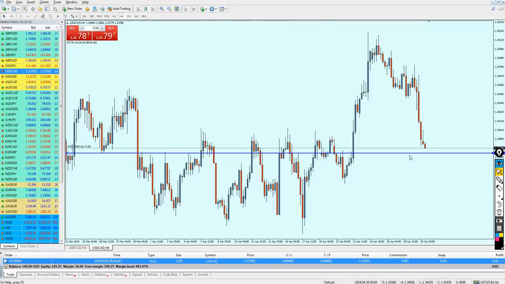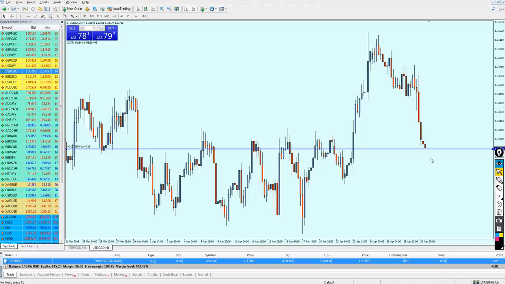Now let me tell you something about the exit point. Since I have entered here, where should I exit my trade? Of course I need to exit my trade at the next nearest support or resistance. I think everybody knows that by now. Now the question here: I am on the 4-hour chart, where is my nearest support or resistance?